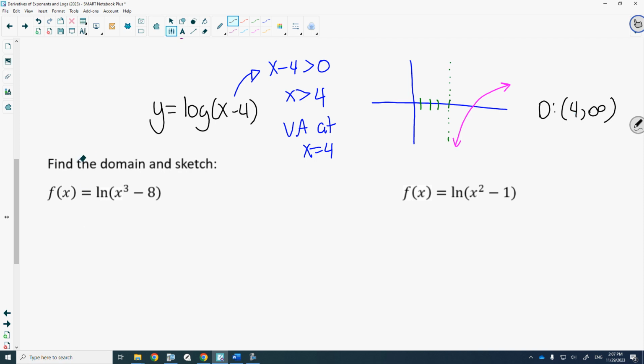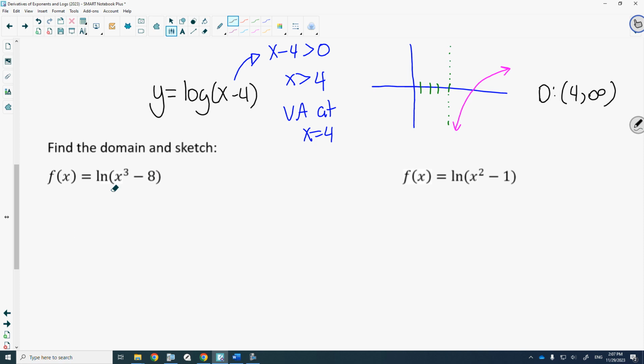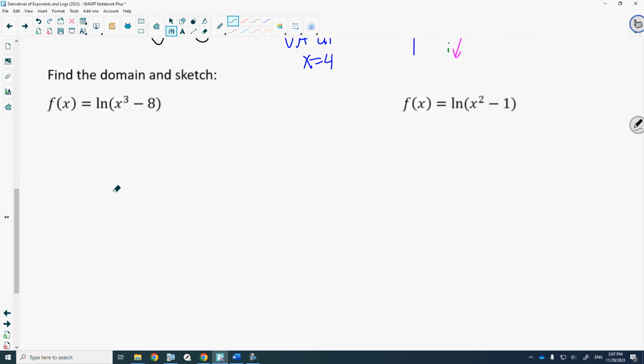Now, it says find the domain and sketch this graph here. So remember, this is just simply f of x is equal to the log base e of x cubed minus 8. So it's a log graph. But we need to figure out what the vertical asymptote or the domain is. It always comes from the argument. So x cubed minus 8 must be greater than 0.